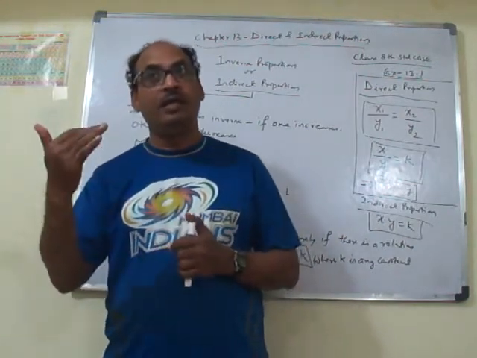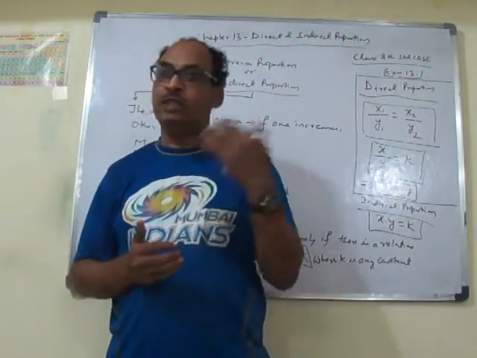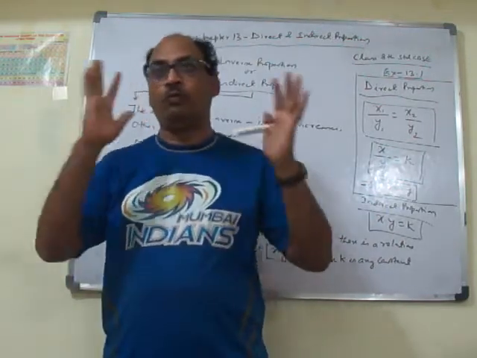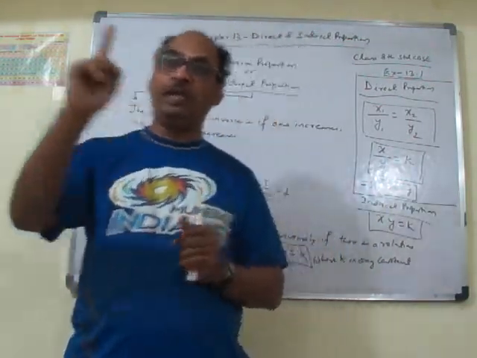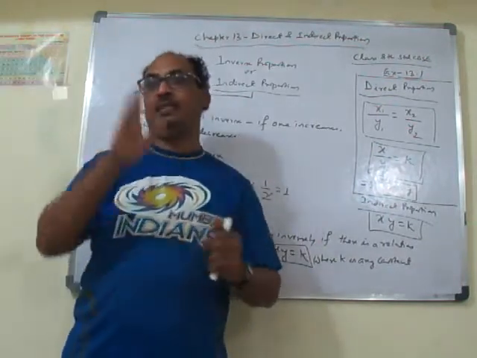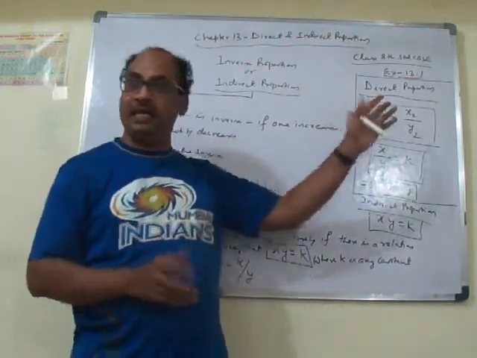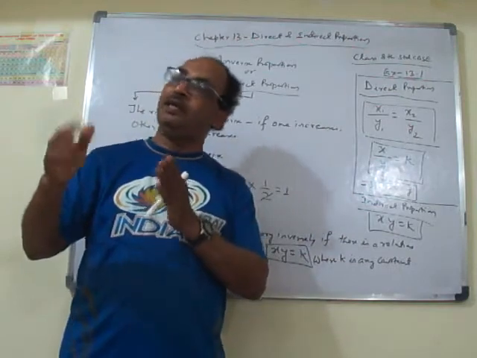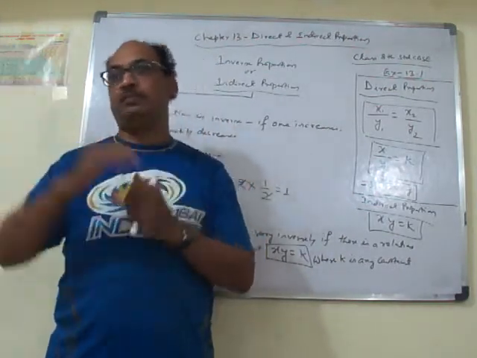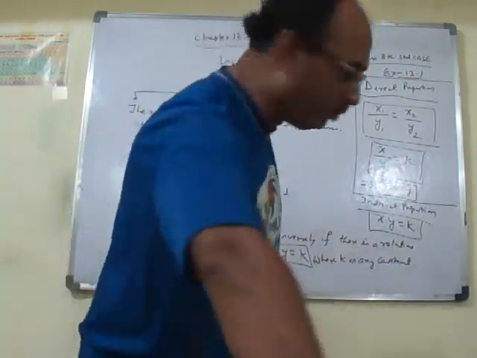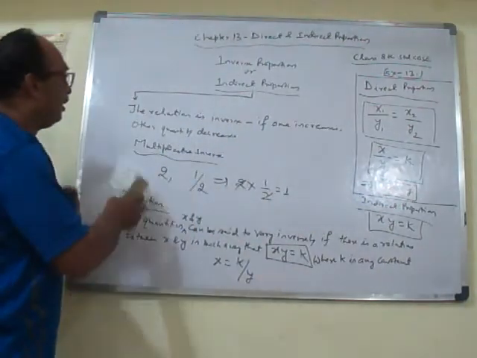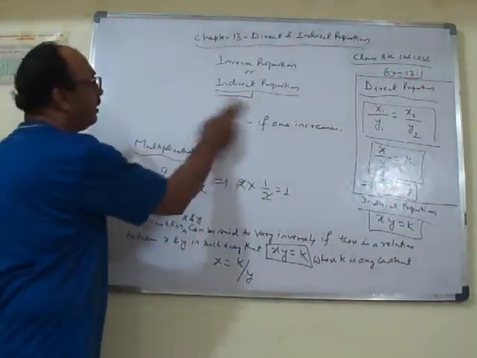This is called inverse relation, inverse proportion or indirect proportion. So where you are increasing one, the other one is decreasing. Whereas in direct proportion, if you are increasing one quantity, the other quantity also increases. Right? Good.